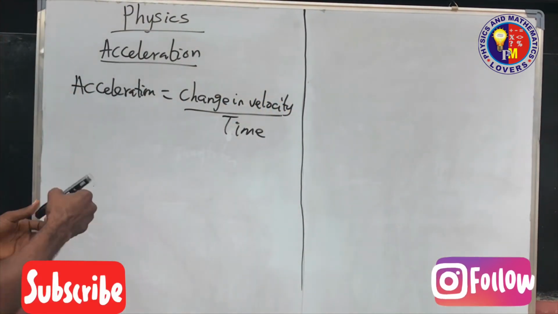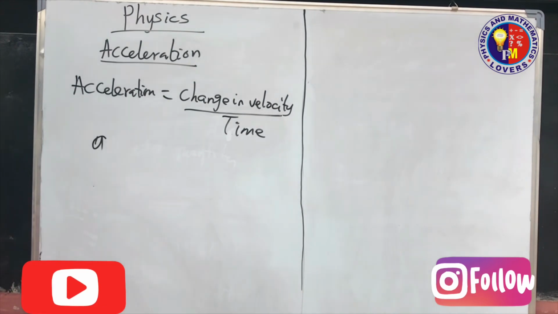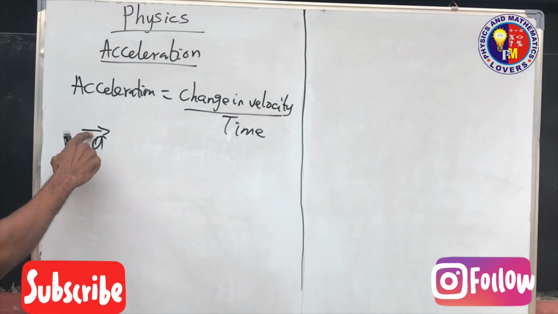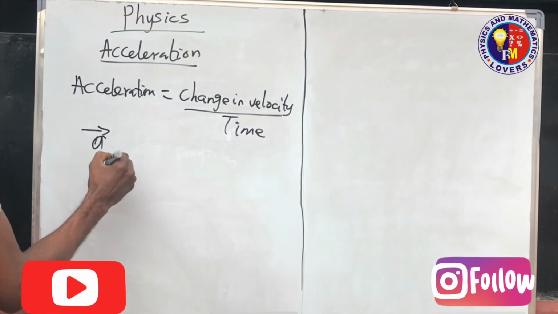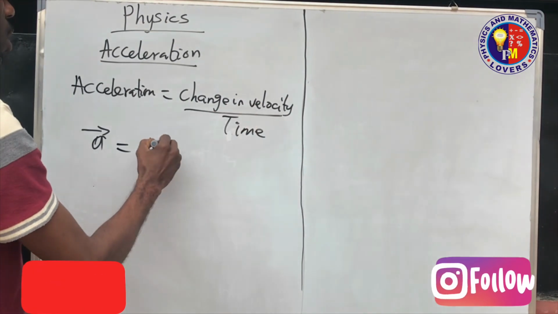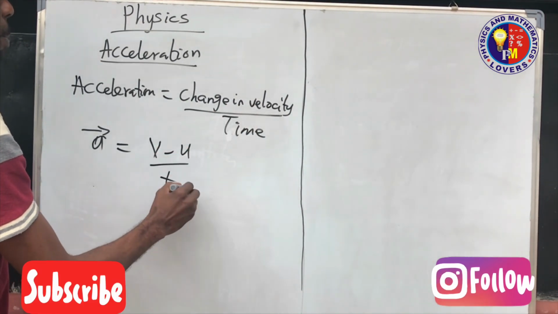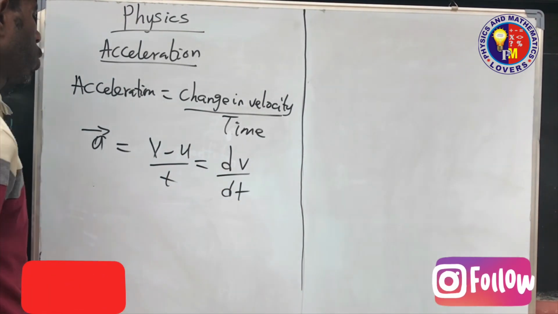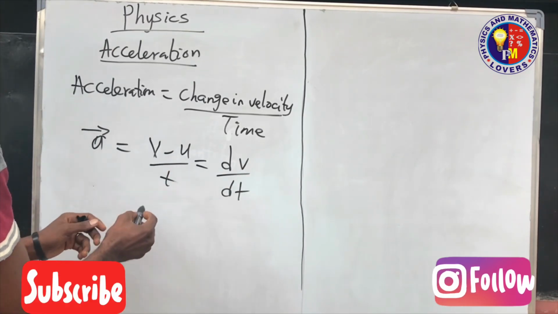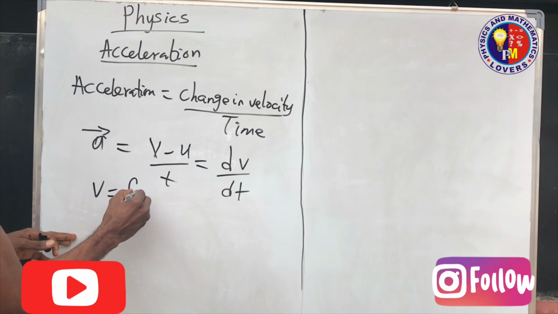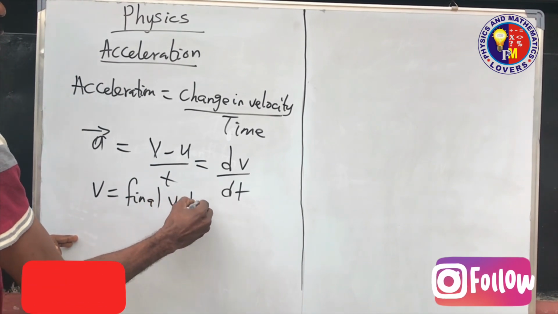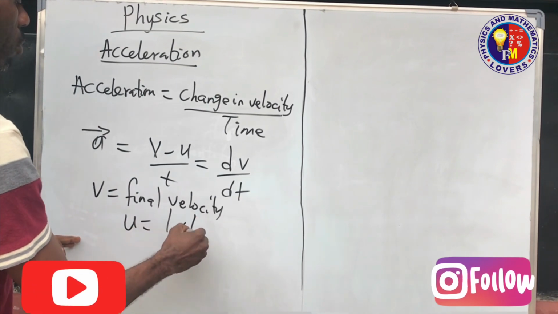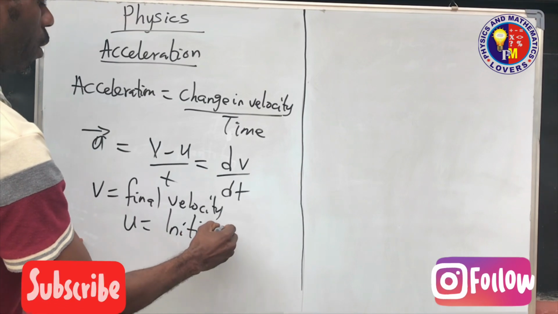So, how do we derive this formula? Your acceleration is denoted as a, and it is a vector quantity. And vector quantities are indicated by what? Putting an arrow on top to indicate the direction. Change in velocity means v minus u all over time. Mathematically, it means dv over dt, that is in calculus. Now, what does this mean? v stands for final velocity, while u is equal to initial velocity.